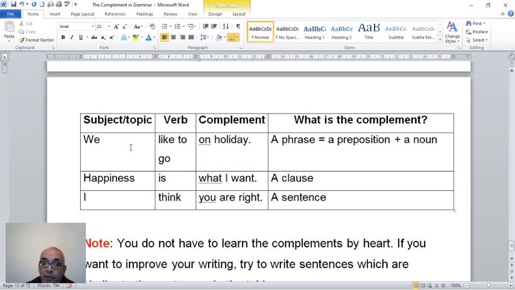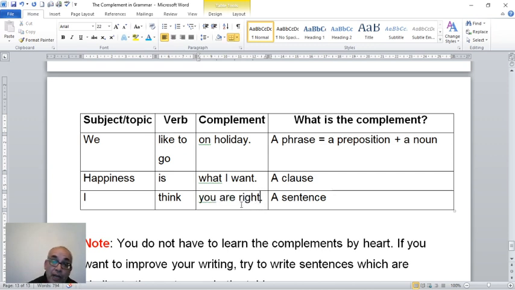Verb, we like to go on holiday, again a preposition and a noun, which is what? A phrase. This is a phrase. Happiness is what I want. This is a clause because it's not complete. So the complement is a clause. I think you are right. The complement can be a sentence. You are right, is a sentence.